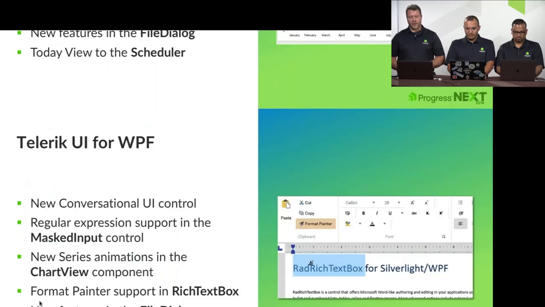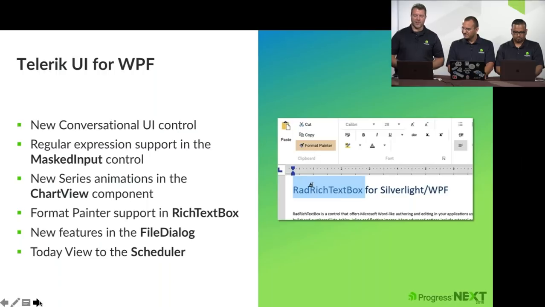We also have the very popular format painter integrated into the RichTextBox. This is popularized in many Office products that you may have seen in, say, like Word. And what this effectively allows you to do is apply different formats across your document very quickly, just simply by clicking the format painter there and applying that to various parts of your document.